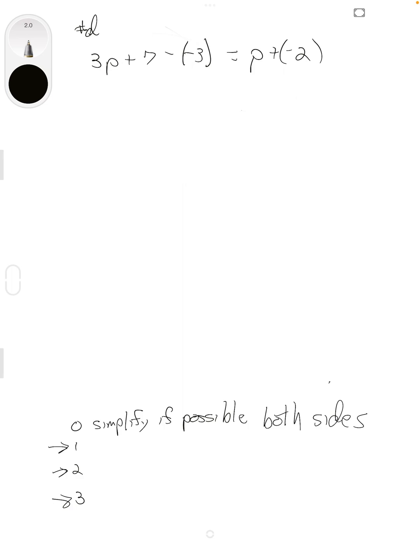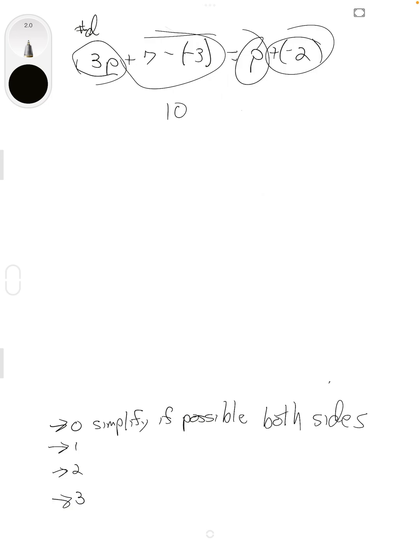Well, let's just do step 0. Simplify. Well, I have 3 p's over there, and then I have numbers. Let's see if I can simplify the numbers. What's 7 minus a minus 3? Well, that's just 10. 3p plus 10. Over here, I have p minus 2.